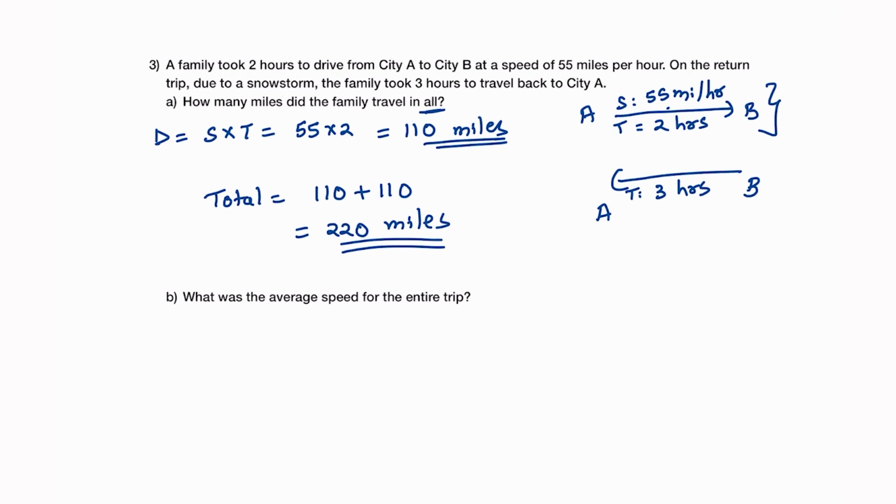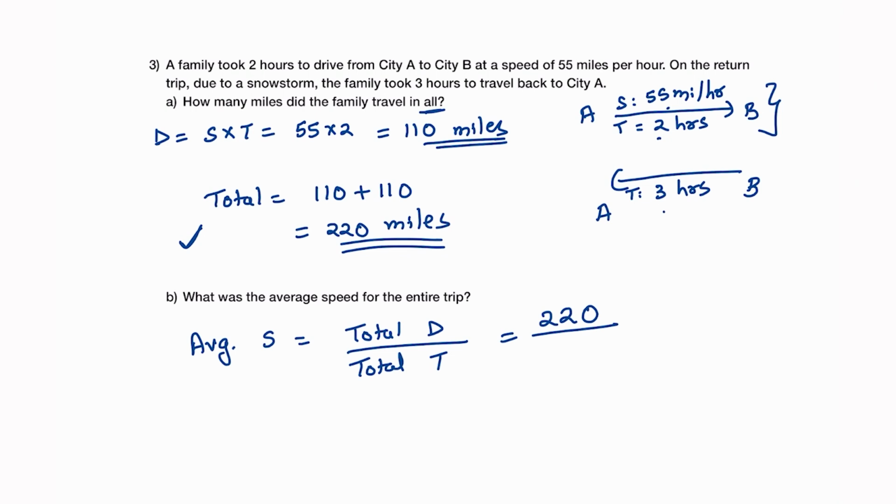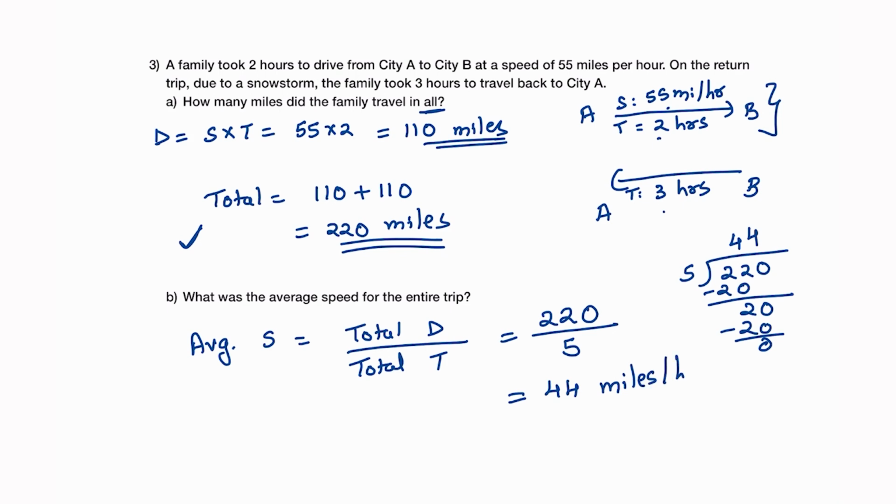What was the average speed for the entire trip? Average speed, you know how to do. We have total distance upon total time. From here, we know total distance, that's 220, and total time, 2 and 3, right? So 2 plus 3 is 5, okay? So we do the division here, 220 divided by 5. 5 times 4 is 20, 2, 0 comes down, again 4, and that we end there. So that's 44 miles per hour. That's the average speed. And it's done.